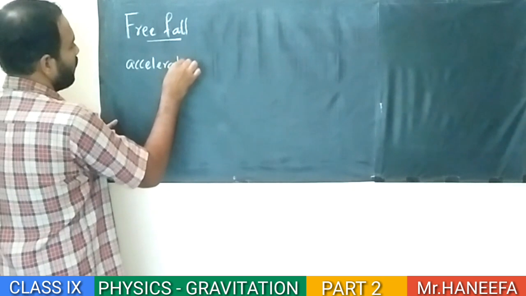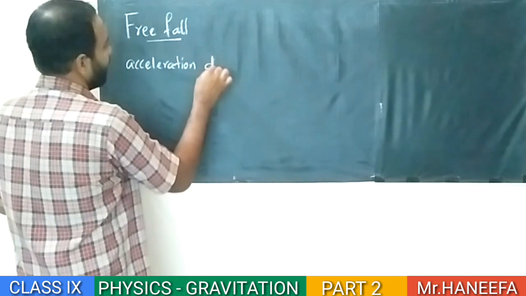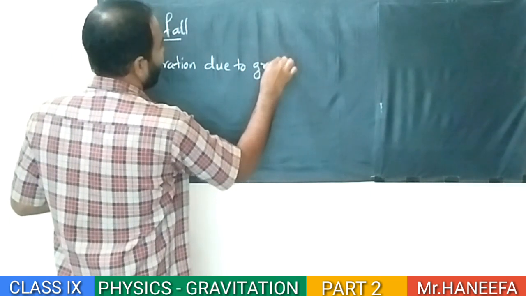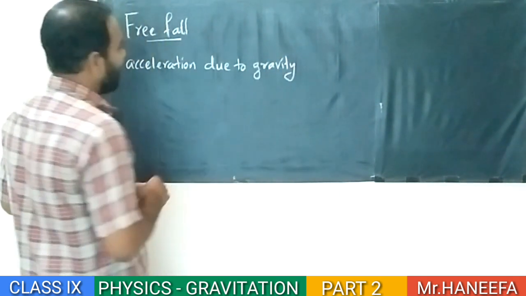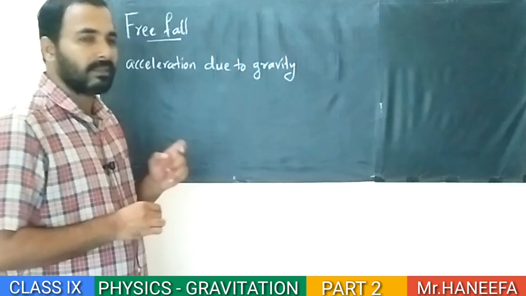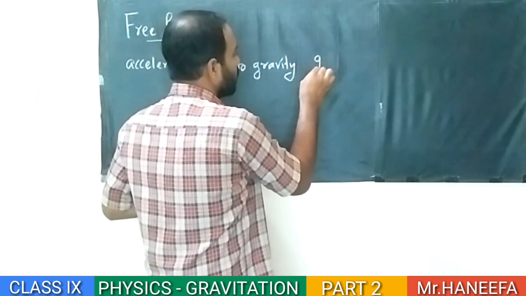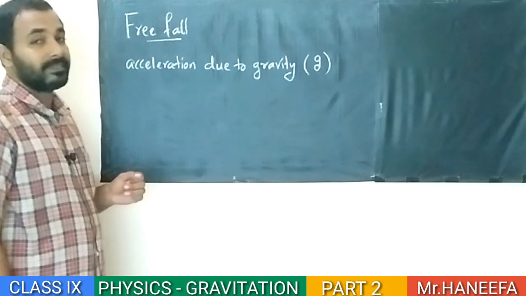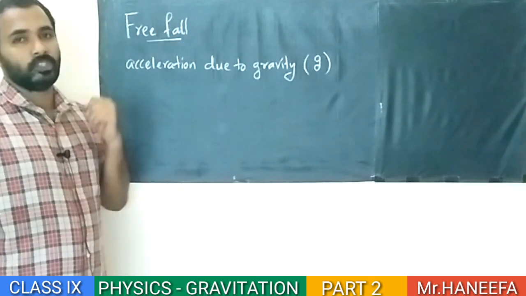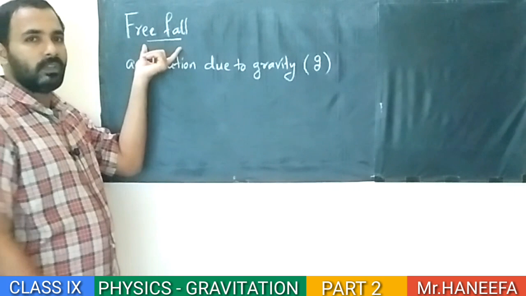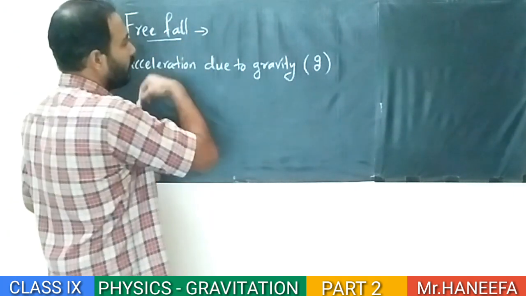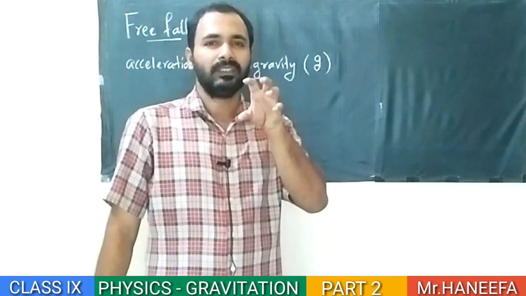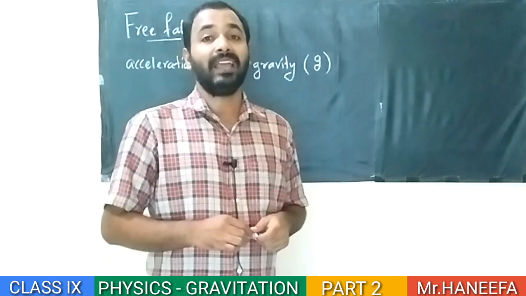So the next term is acceleration due to gravity. This acceleration due to gravity is represented by a small letter g. Acceleration due to gravity is denoted by the letter g. So, what is free fall? Free fall is the fall under the influence of gravity alone.